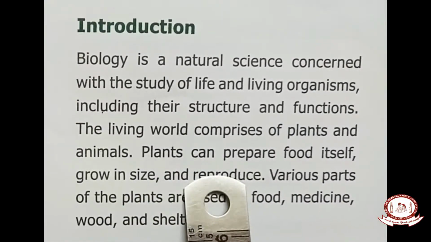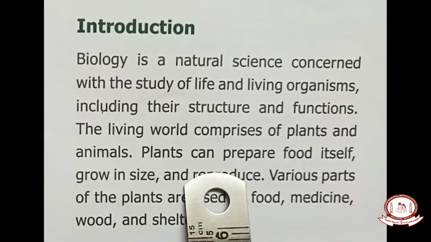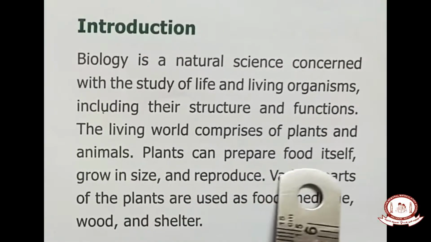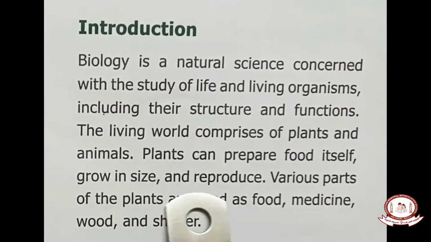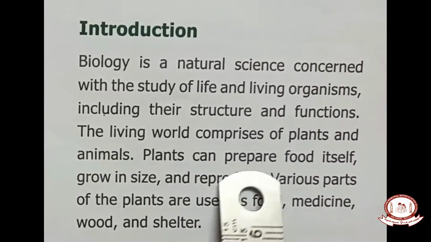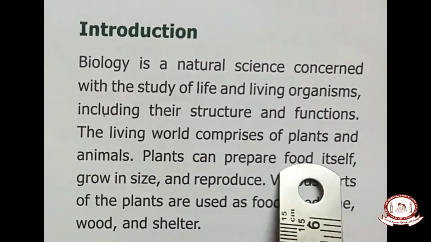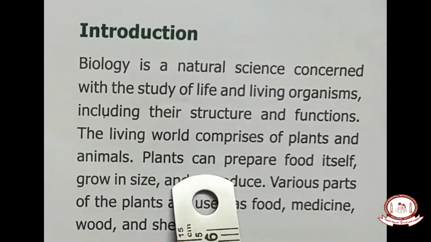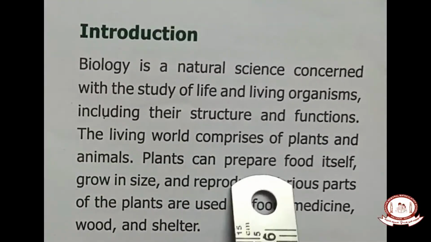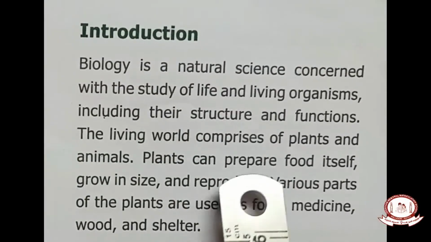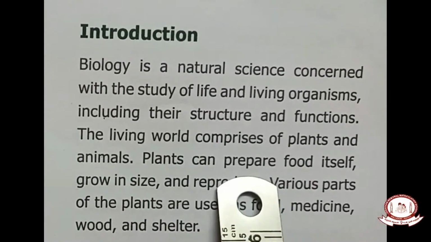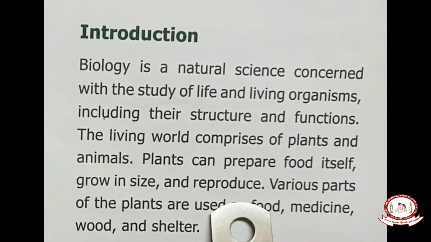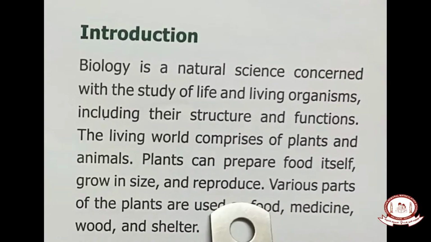Okay, and we know the difference between plants and animals is that plants can prepare food. They can prepare food themselves, grow in size and reproduce. But animals cannot prepare their food. They depend on other animals or on plants for their food because they don't have chlorophyll pigments. But the plants have the green pigment chlorophyll. With the help of that, they are able to photosynthesize and prepare their own food.